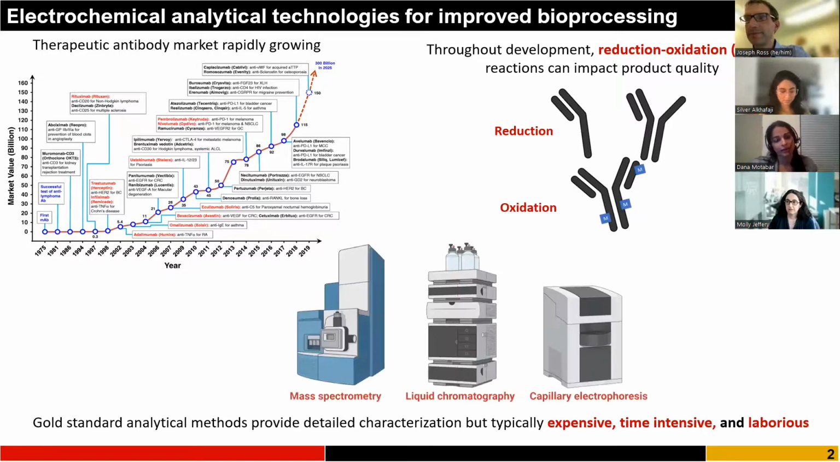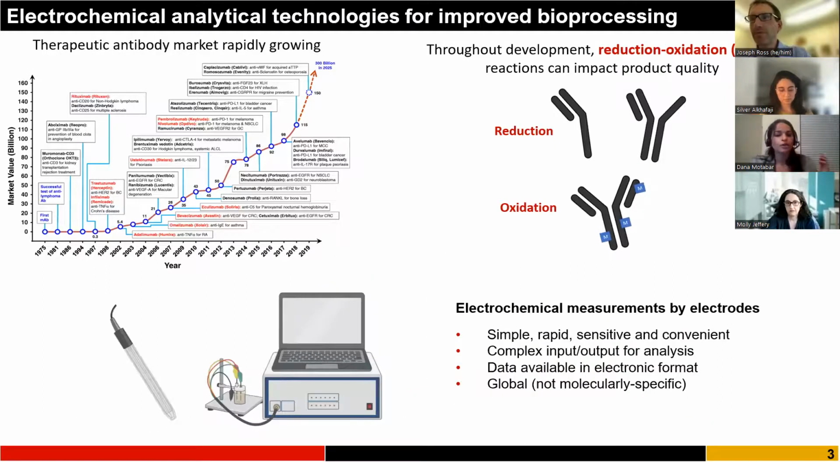Typically, in order to characterize these attributes, gold standard analytical methods are used. That includes mass spec, liquid chromatography, capillary electrophoresis. And these methods can provide very detailed characterization of the therapeutic, but they can be expensive, time intensive, and they do require specialized knowledge. So we believe that electrochemical methods using electrodes are also ideal for antibody characterization and can be complementary to these gold standard methods.